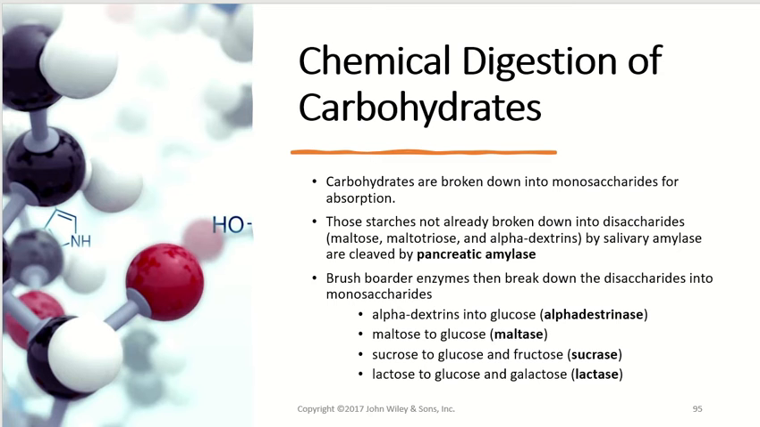The brush border enzymes are then going to break down the disaccharides into monosaccharides. All right, alpha dextrin is going to be broken down into glucose by alpha dextrinase. Maltose is going to be broken into glucose by maltase. Sucrose to glucose and fructose by sucrase. And then lactose is broken down into glucose and galactose by lactase.